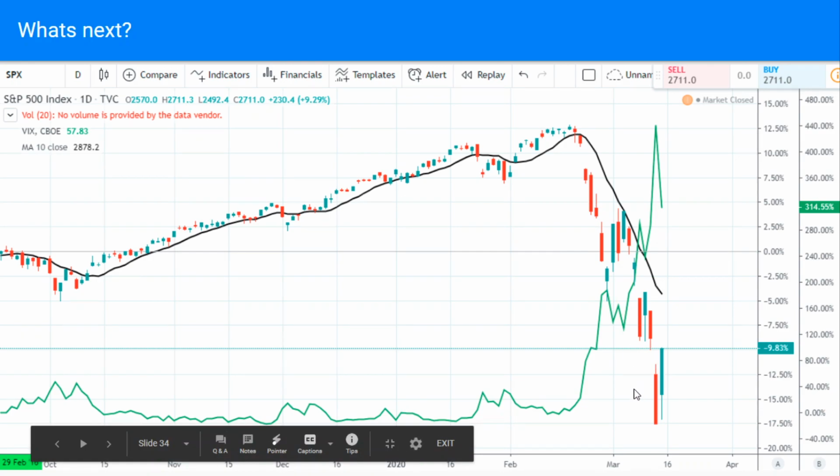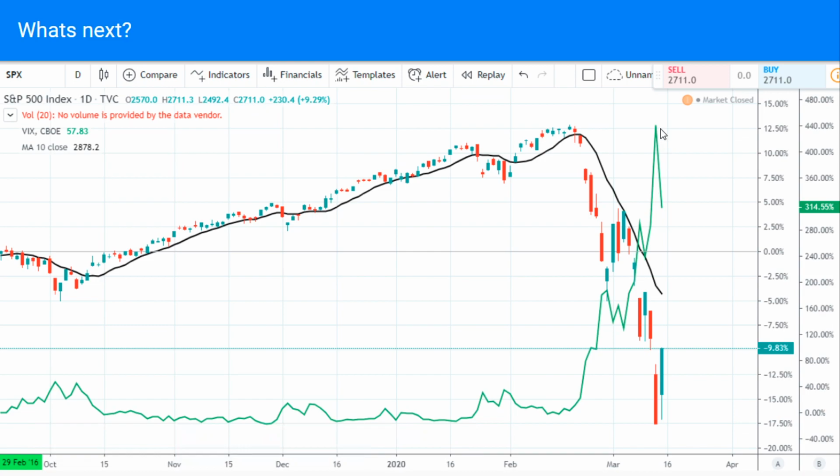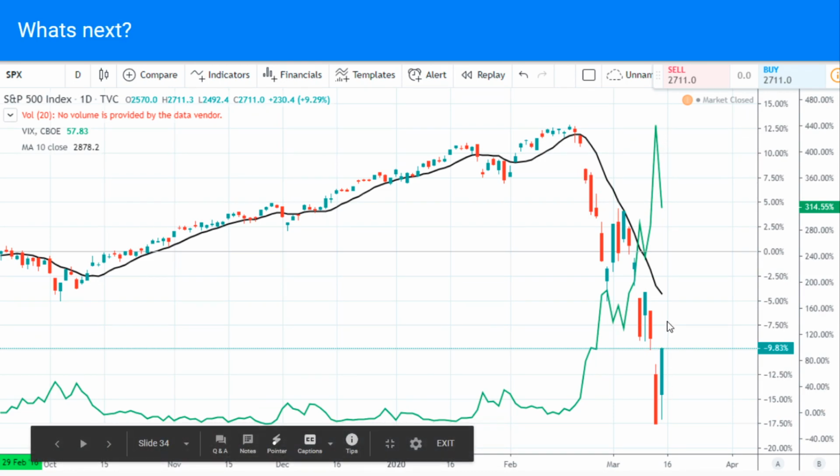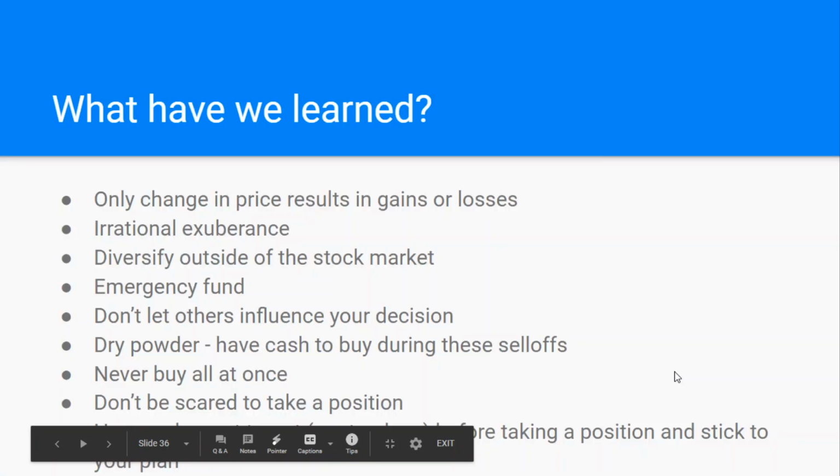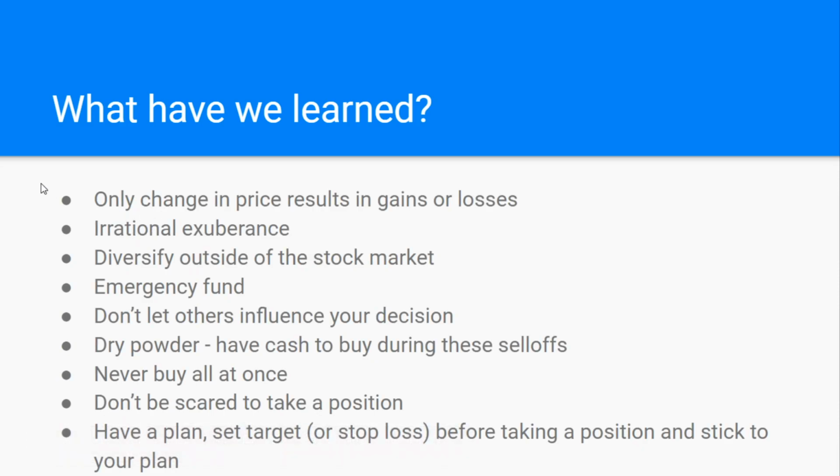So this is where we are again. I just wanted to show this in conjunction with volatility, how volatility spiked and how the price is going down. However, the only thing again that's going to make you money is the change in price. Finally, what have we learned over here? First two are from myself. Note to self: only change in price results in gains or losses.